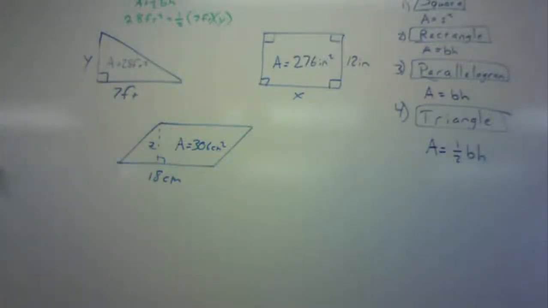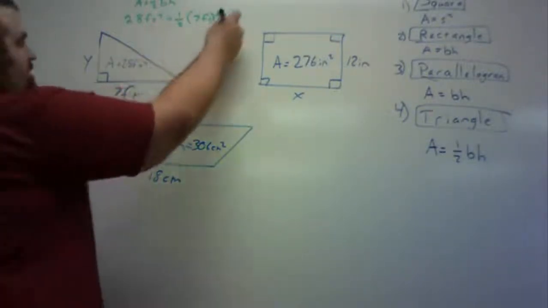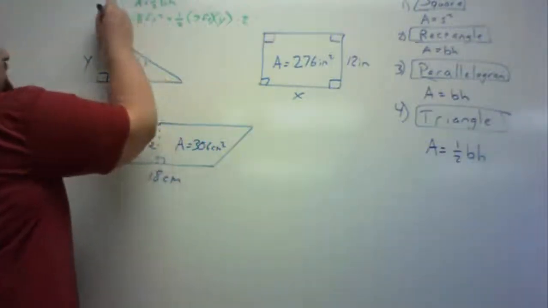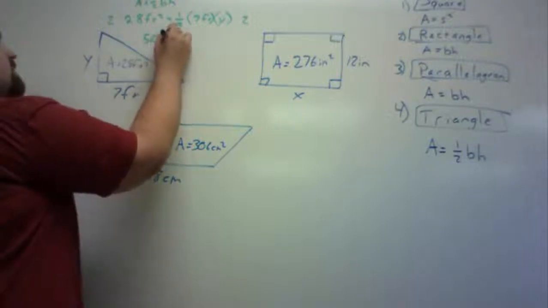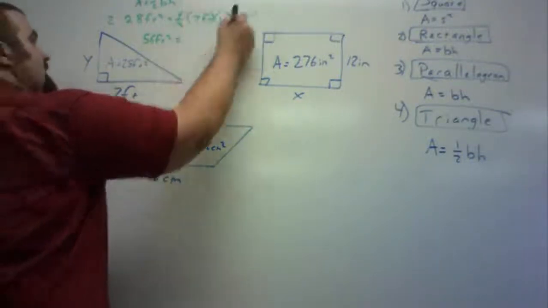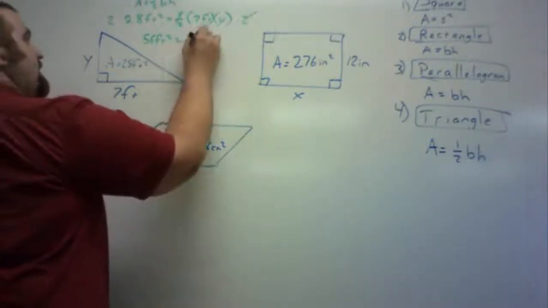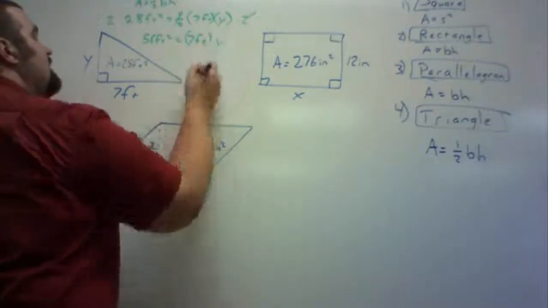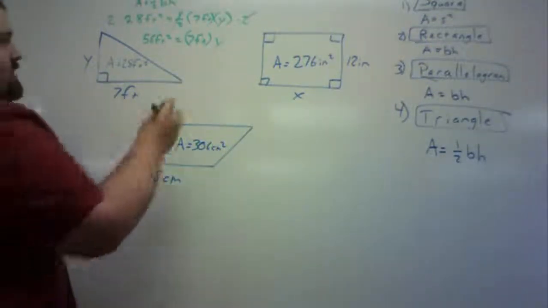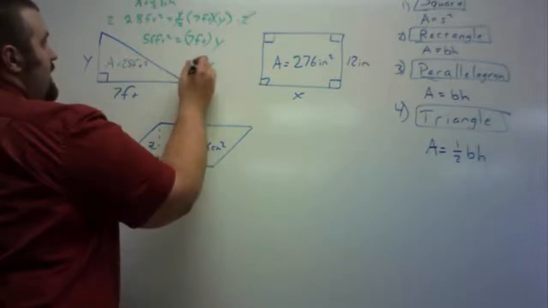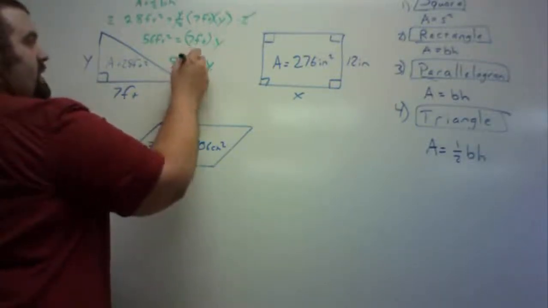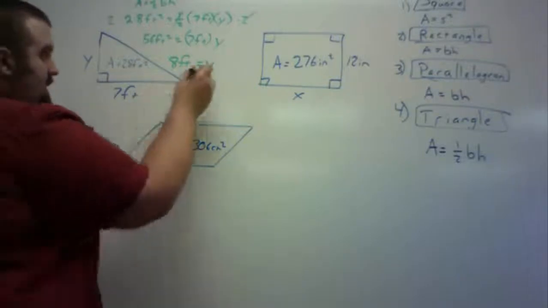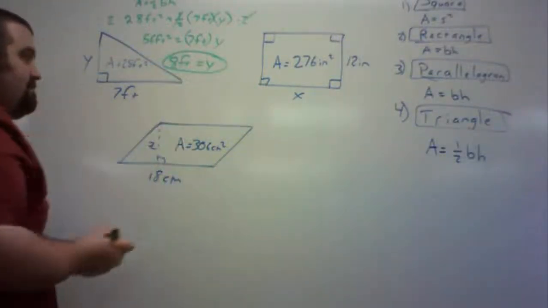Now my first step here would probably be to get rid of the fractions. So I'm going to multiply both sides by 2. 2 times 28 is 56 feet squared. 2 times 1/2 cancels out. I get 7 feet times y. Divide both sides by 7 feet, and I'll get 8 feet. Feet squared divided by feet is just feet. And there we go.